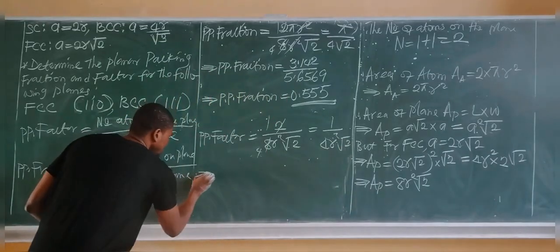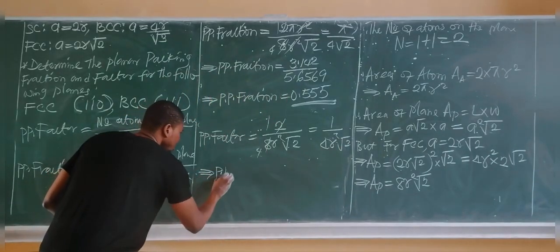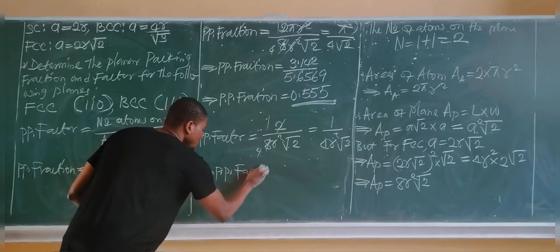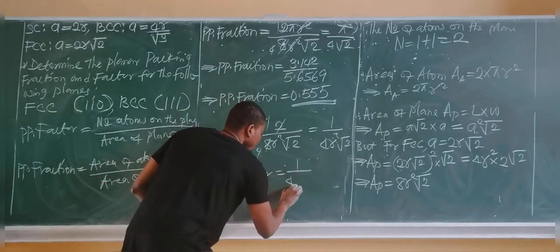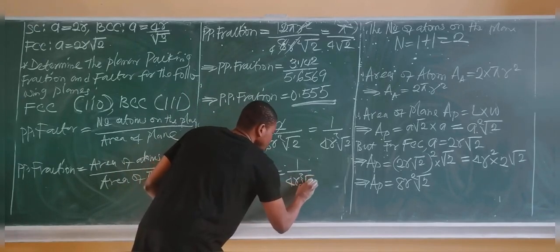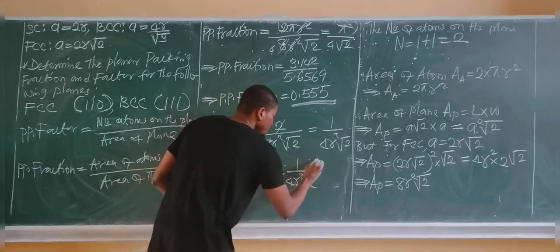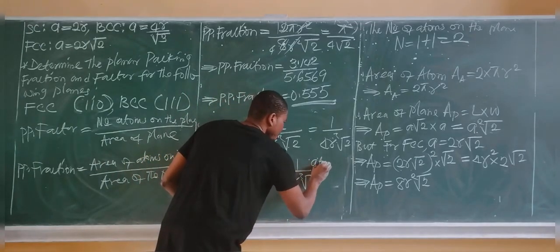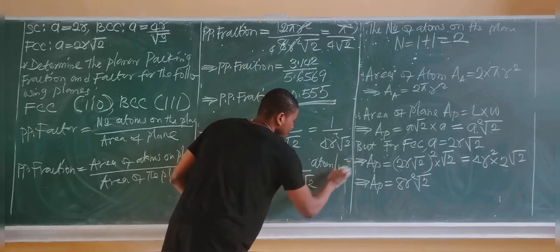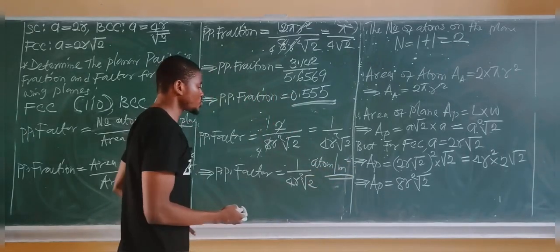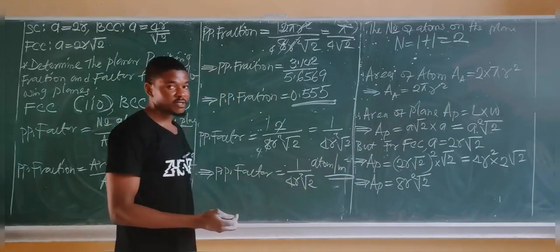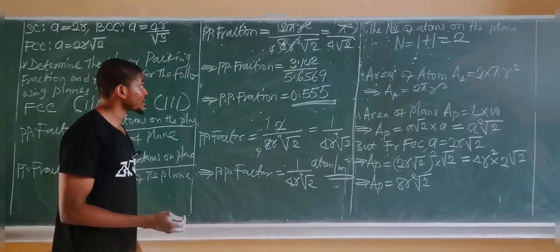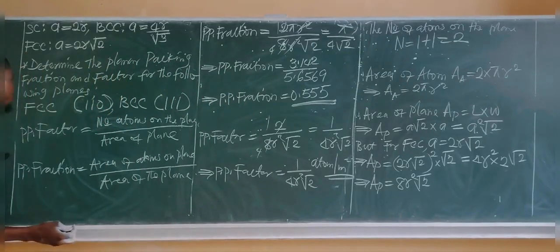All right, so you can leave your answer like that. Planar packing factor is equal to 1 all over 4r squared root 2. The unit is atom per meter squared. So you can choose to leave your answer like this, or you can find 4 root 2 and take the inverse, whichever way you're correct. So that is that for the first question, the 110 FCC structure.